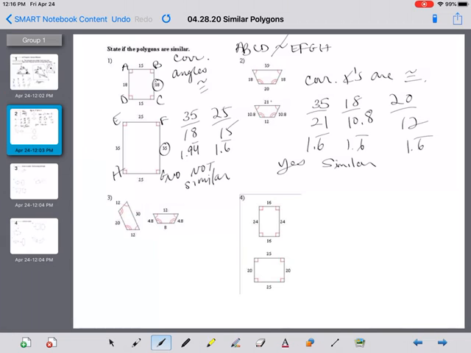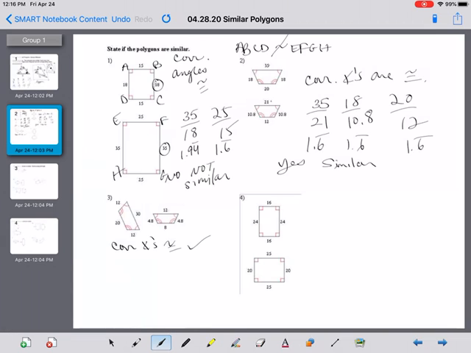And then you could say something like ABCD is similar to EFGH if they're labeled. And it works the same way as congruents. You put them in order of corresponding parts. Okay, go ahead, try 3 and 4, pause the video, and then press play when you're ready to check.